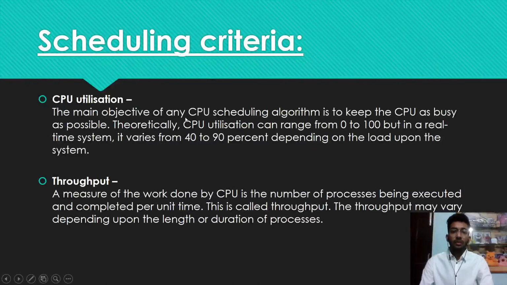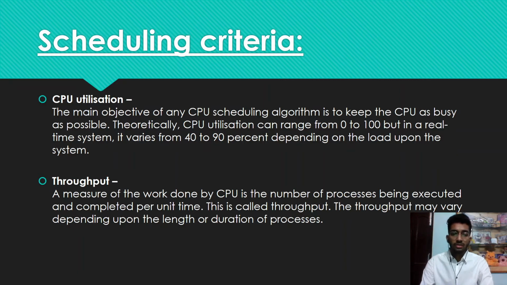So the next topic is scheduling criteria. The first criterion is CPU utilization. CPU utilization depends on the load on the CPU, so it should be maximized. The higher the CPU utilization, the better. But since CPU utilization depends on the load of the system, it is not a good criterion for scheduling algorithms.